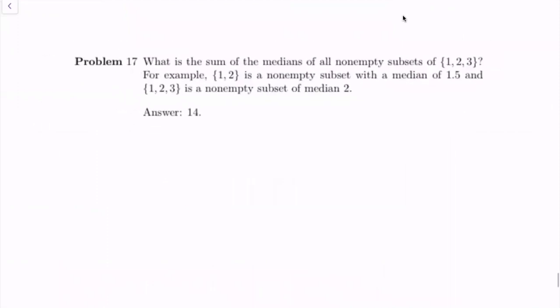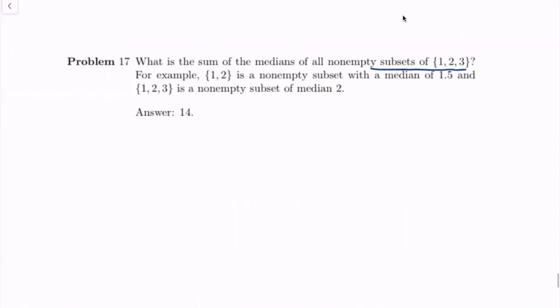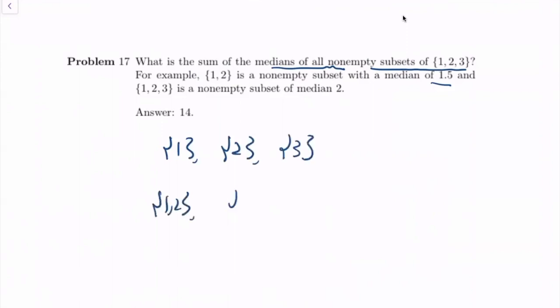Question number 7. What is the sum of medians of all non-empty subsets of {1, 2, 3}? For example, {1, 2} is a non-empty subset with a median of 1.5. What we do is list out all the non-empty subsets. We have {1}, {2}, and {3}, and then we have {1, 2}, {1, 3}, and {2, 3}, and the last one will be {1, 2, 3}.